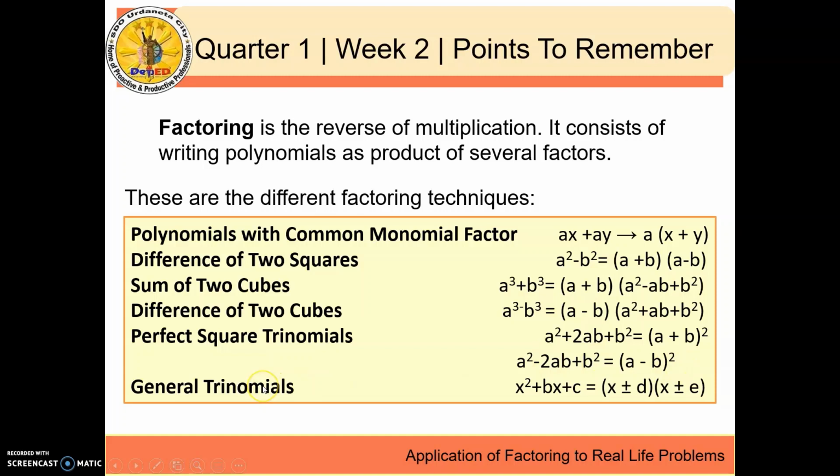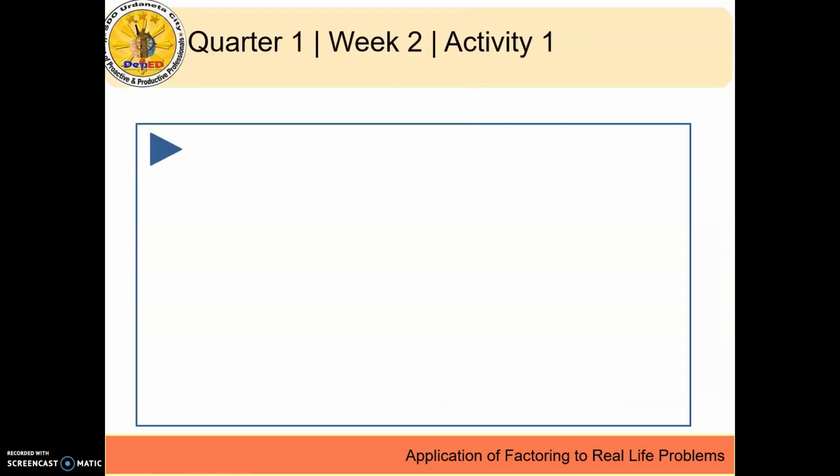And for the last polynomial, general trinomials, if there are exactly three terms and we cannot apply any of the factoring techniques mentioned earlier, we can factor it by just getting the factors of the last term whose sum is equal to the middle term. So we can elaborate this further using the different examples in your activity.